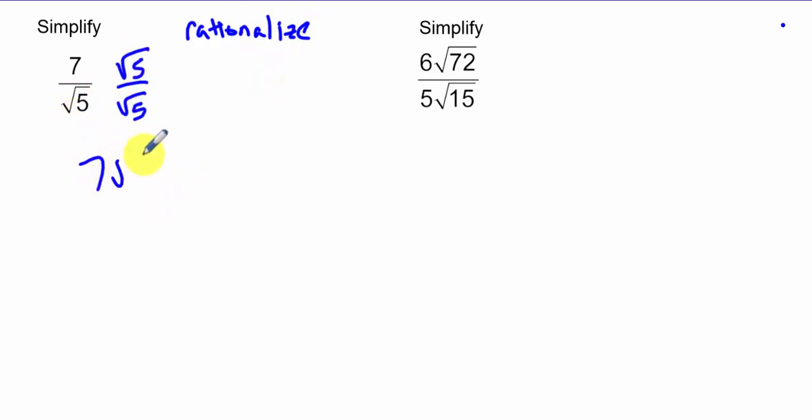So that gets us 7 root 5. Root 5 times root 5 is the root of 25, which is 5, and then we're done.